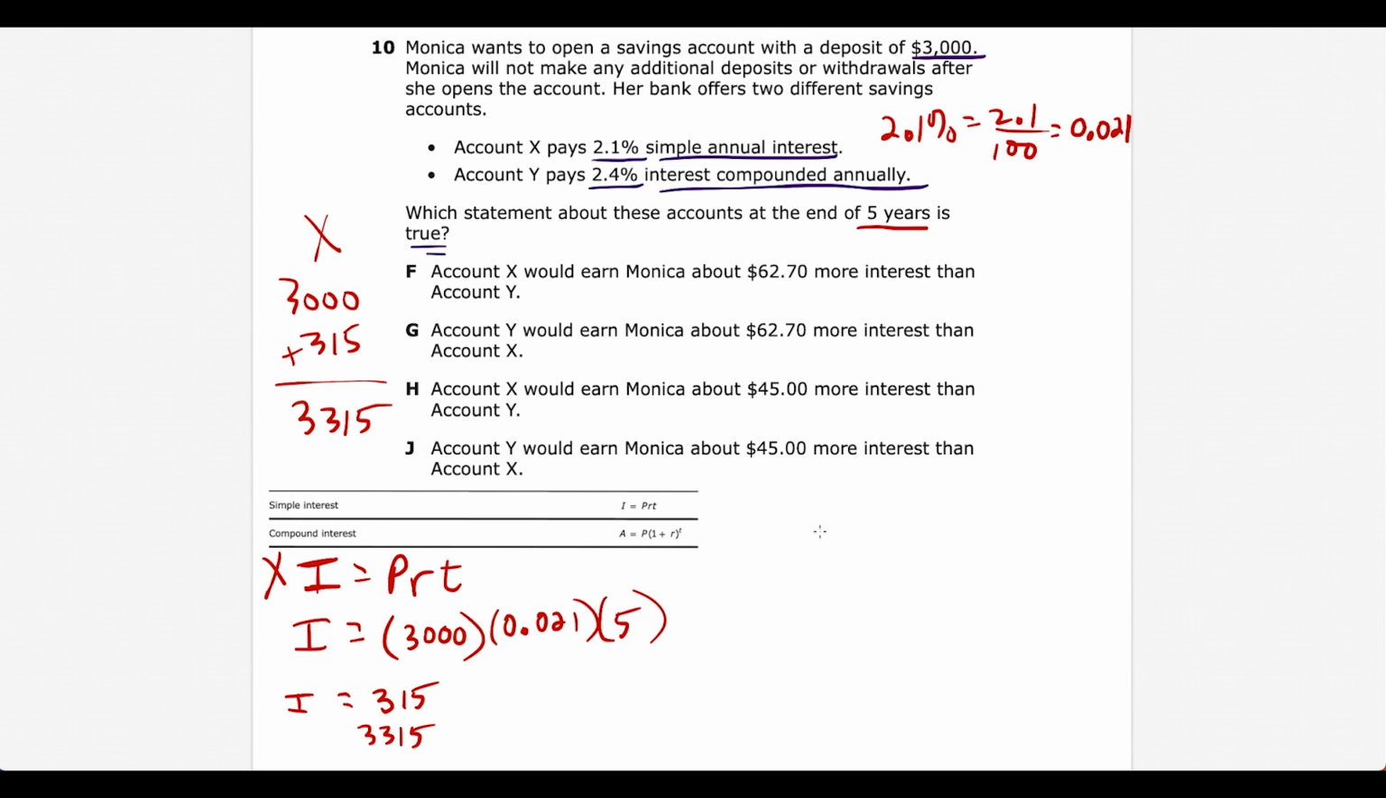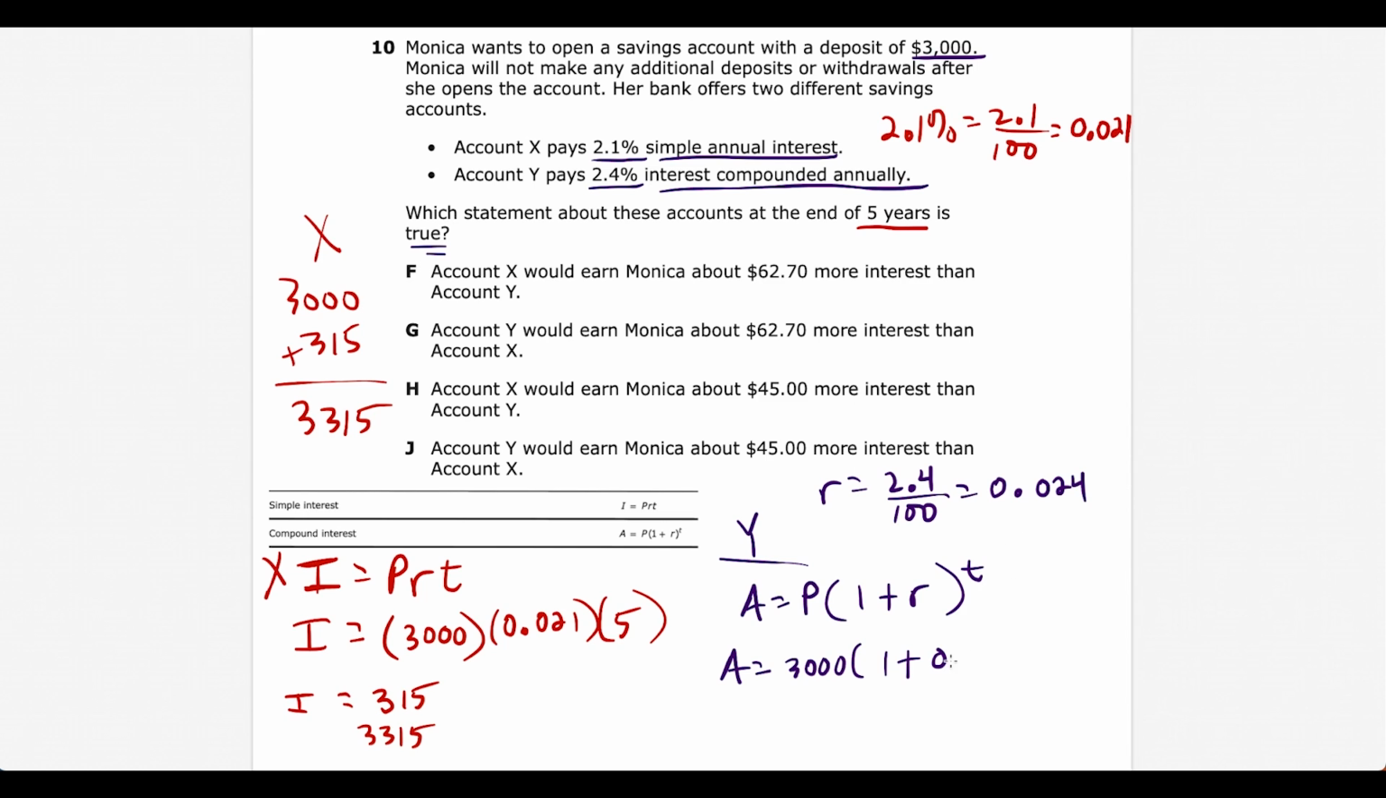But now for account Y, what we're going to do is we're going to use the compound interest formula. And what's nice about this formula is that it adds the interest on for you. So we have the amount is equal to the principal times 1 plus the interest rate to the power t like this. So what we have to do is calculate our new interest rate. R in the second case is going to be 2.4%, which is 2.4 out of 100, which is 0.024. So we're going to tell the calculator to calculate P, which is 3,000, and we're multiplying by 1 plus R, which is 0.024, and we're going to the power t here, and t is equal to 5 because this is going to go on for 5 years.